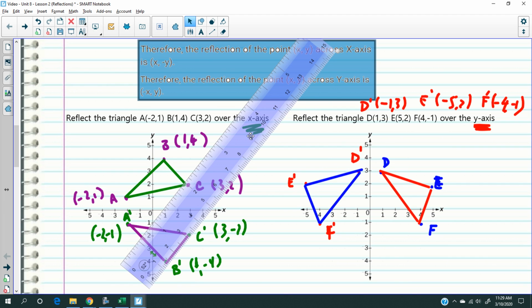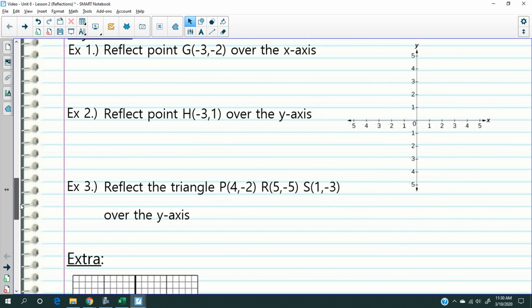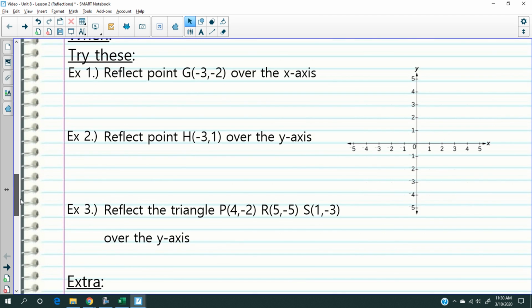Notice, this triangle, when you flip over the x-axis, it looks like that down here. Whereas for this original triangle, when you flip over the y-axis, it flipped over like this. Okay? All right, so why don't you guys try these, and I got an extra question for you.